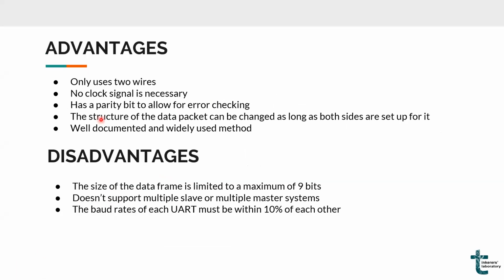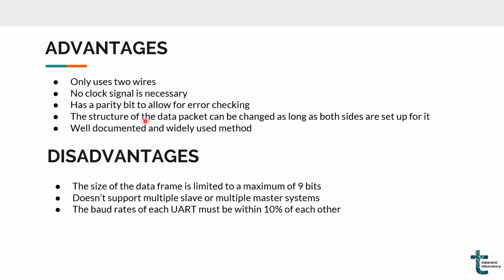The advantages are that it only uses 2 wires and there is no clock signal required. It is asynchronous, so no clock signal is required. So only 2 wires. If a clock signal was required, there would have been 3 wires. It also has a parity bit to allow for error checking. That's the error checking mechanism we discussed earlier.